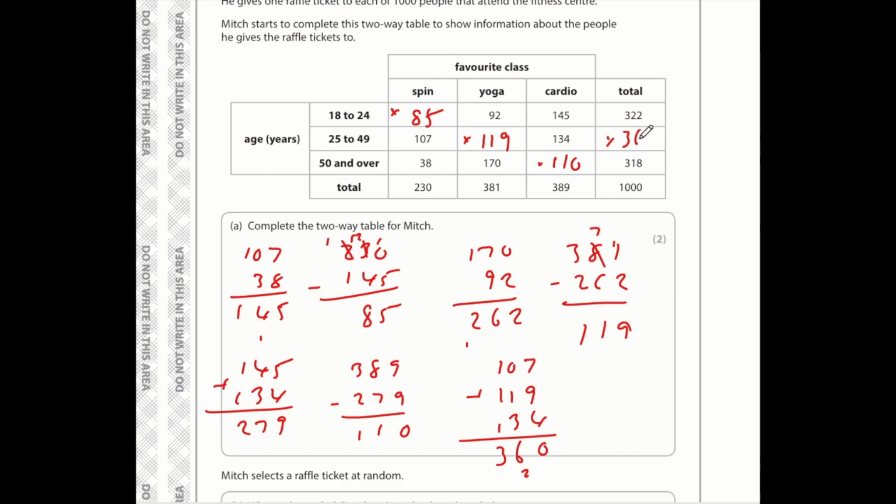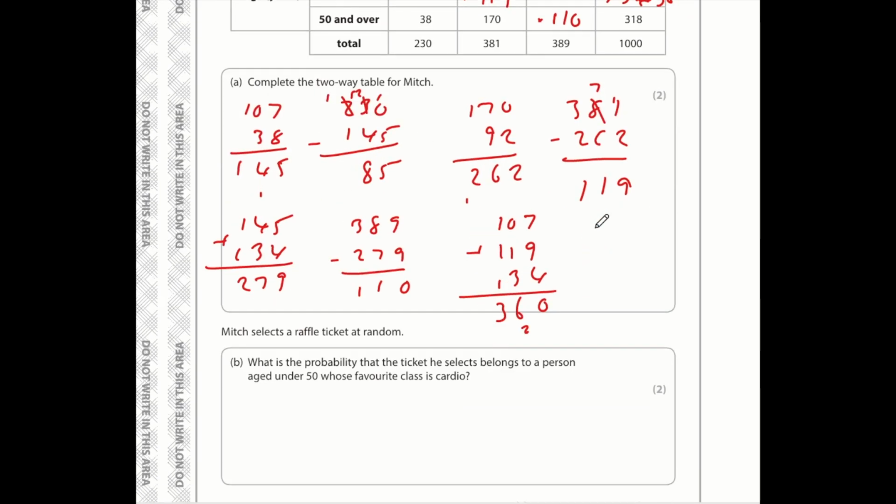360. And now that we've put 360 in there, you might want to just add up the totals. That's supposed to be a 6, let me write that again, 360. If you add these together and get 1,000, that's normally enough confirmation that you've not made a mistake. Okay, so the two-way table is complete with those 4 missing values.